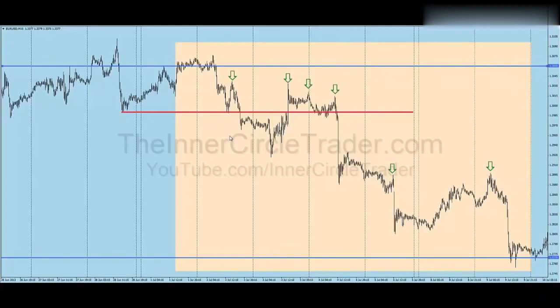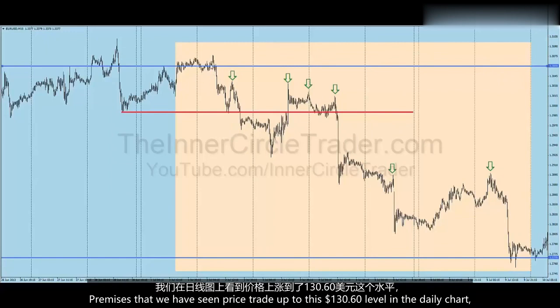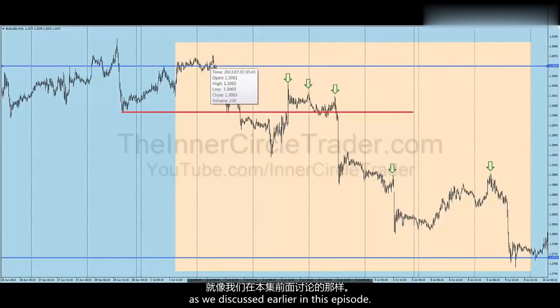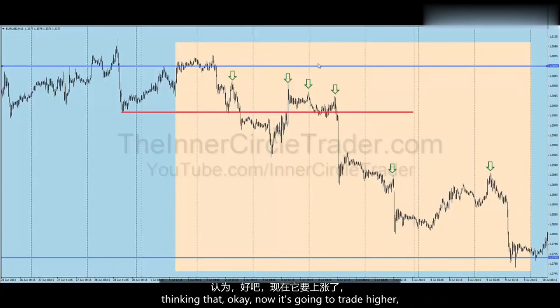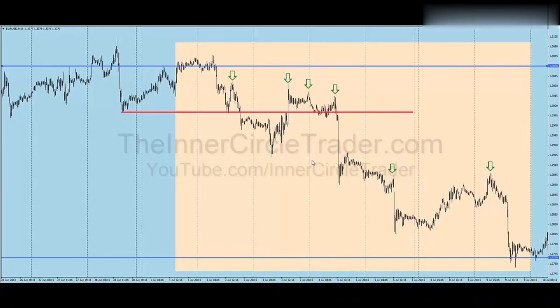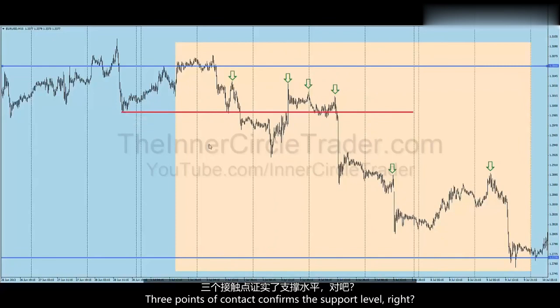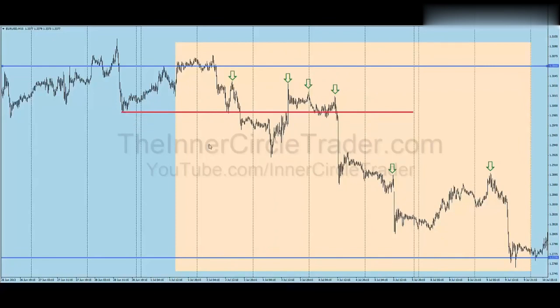Because of what? The premise is that we have seen price trade up to this 130.60 level on the daily chart, as we discussed earlier in this episode. And as price trades down and starts to have these bounces, we do not get all excited and frothing at the mouth thinking that now it's going to trade higher and we want to be a buyer. Think classic chart patterns. Does this not look like a bull flag? Price rallies up, consolidates, and it's even finding old support. See the support? And what do they teach us in the textbook? Three points of contact confirms the support level, right?